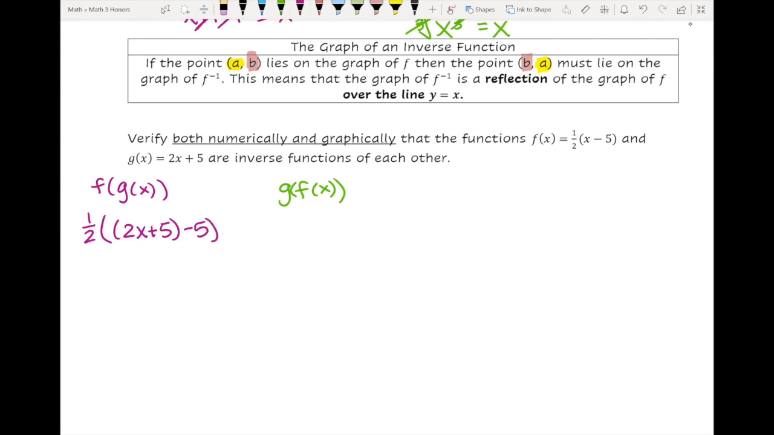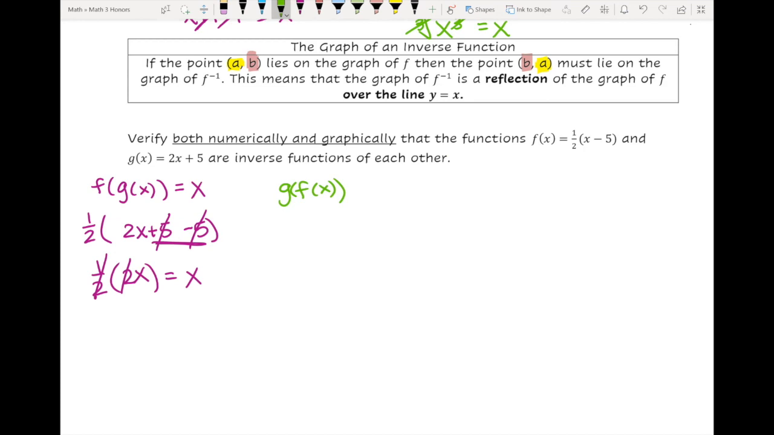As far as the parentheses go, there's nothing multiplied in front of these parentheses, so I'm going to get rid of those. I still have a plus 5 minus 5, which are inverses. I'm down to 2x times 1/2, and then a half times 2 is 1. I am left with just a 1x. So yes, my f of g of x equals x. Now both have to be true, so let's try the other one.